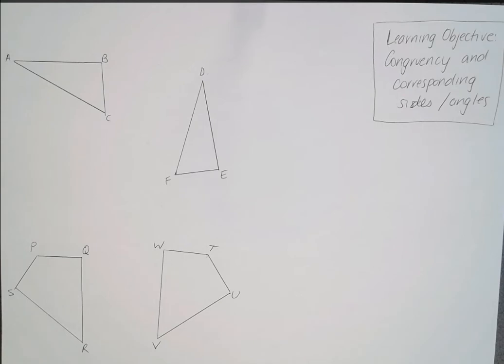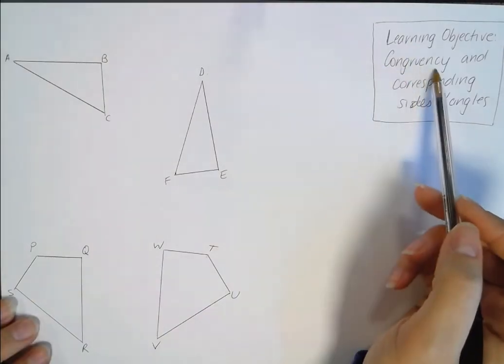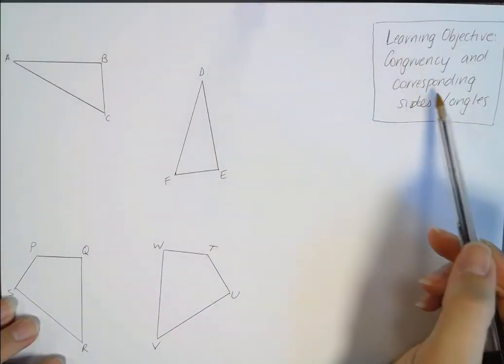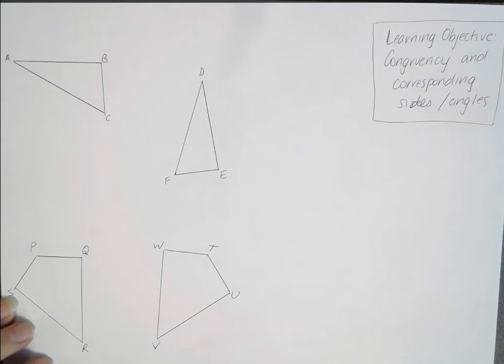But in this lesson, what we're going to do is learn a little bit about congruency to start with, and then work with some corresponding sides and angles. Now, congruency is something that you actually see every day. So you might see in nature lots and lots of shapes that are exactly the same and they are stuck up against one another.